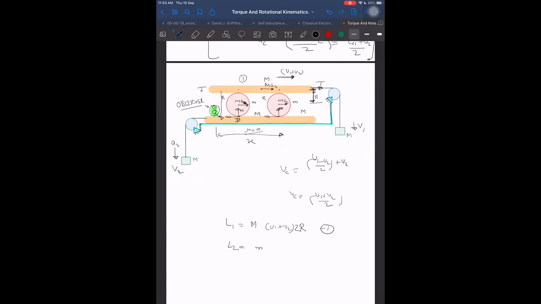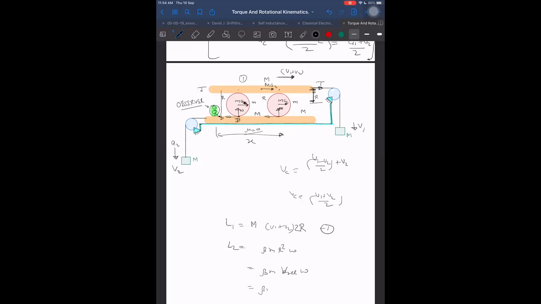Second, angular momentum of the discs or the cylinders. For the cylinder, angular momentum is m into (v1 plus v2)/2 into r for one, and similarly for the other also. But it is pure rolling about this point, and for pure rolling, I told you before, the mass behaves like beta times m, and the reason is this: we write angular momentum as beta into m r square into omega.